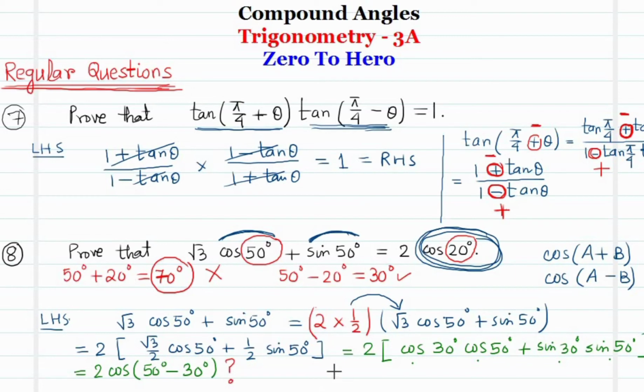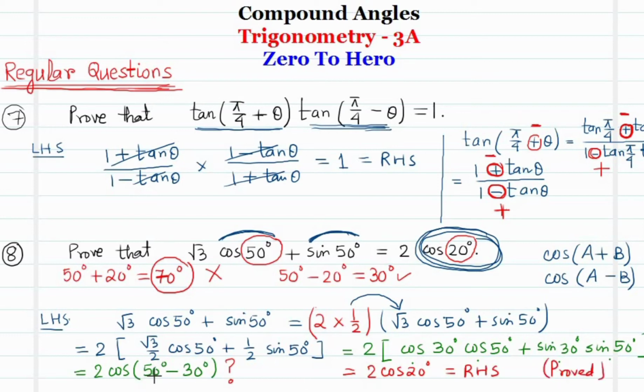If yes, fine. If not, then I will ask you after the solution. That is equal to 2 cos 20 degree, which is equal to right hand side. That means this statement is proved.